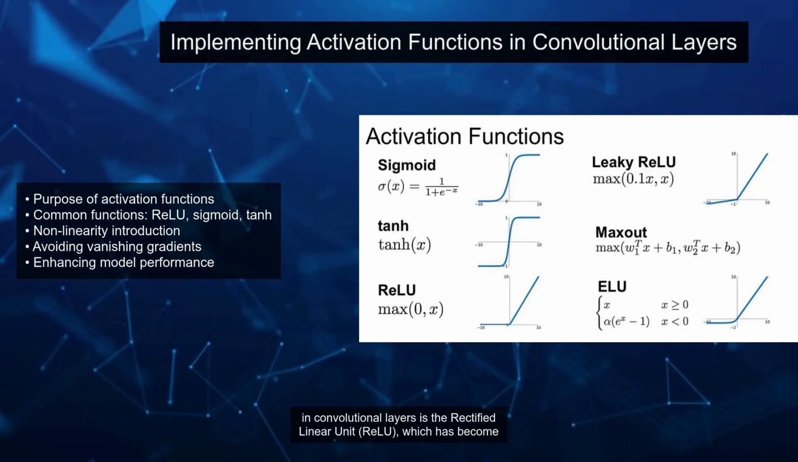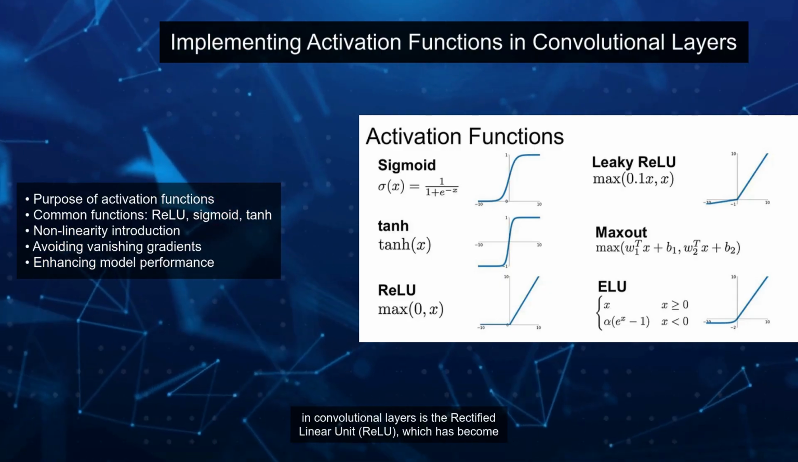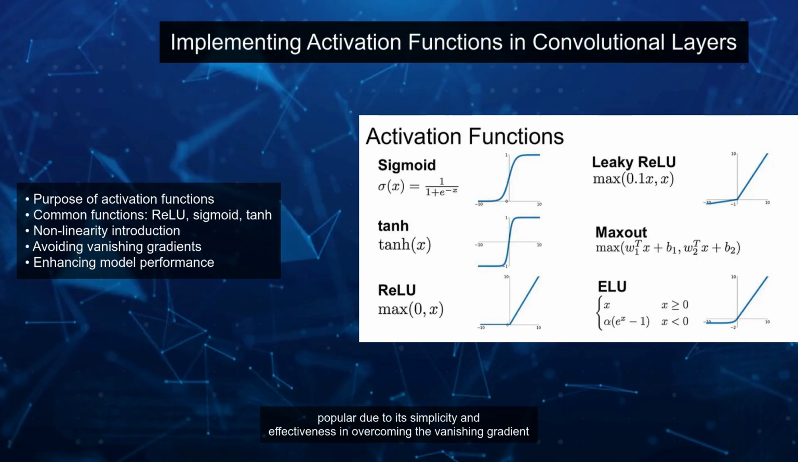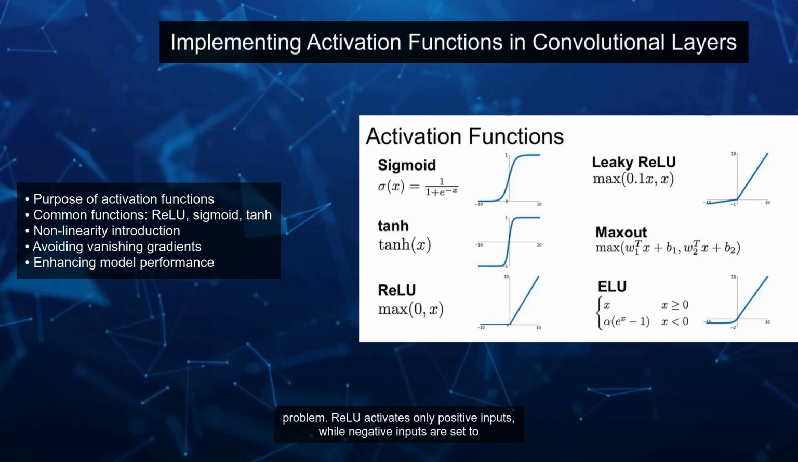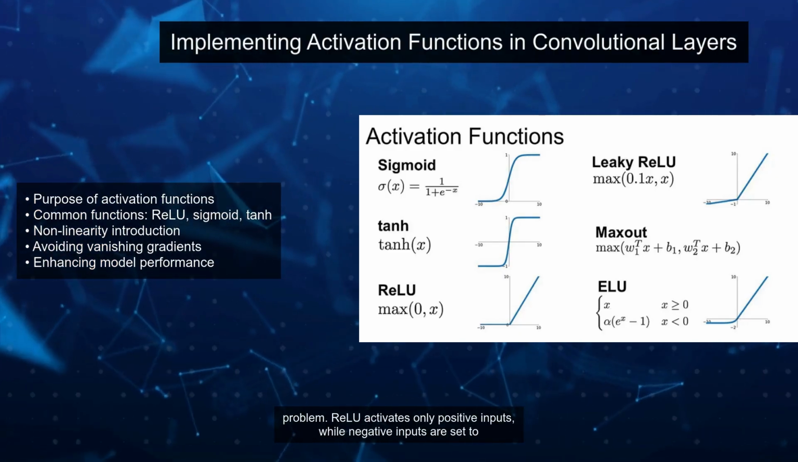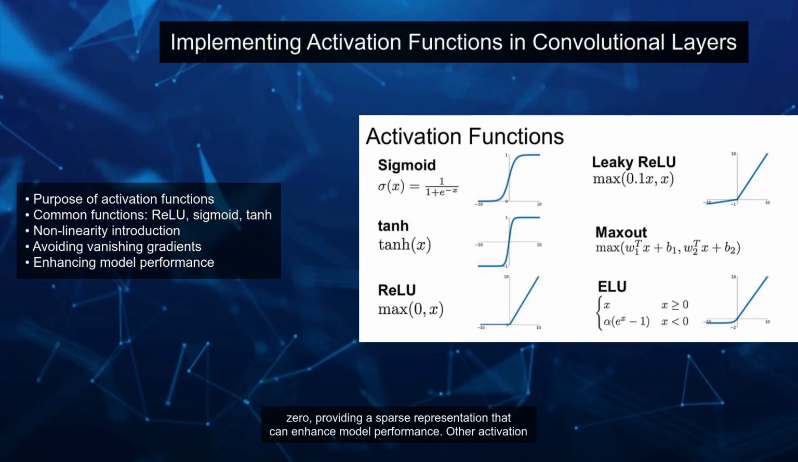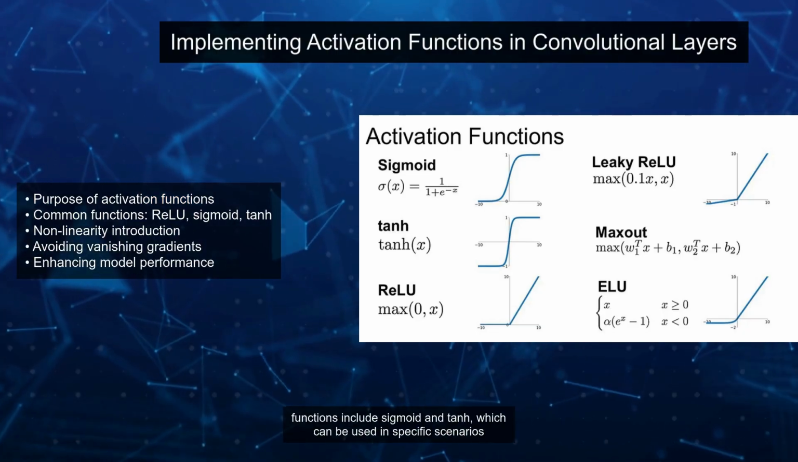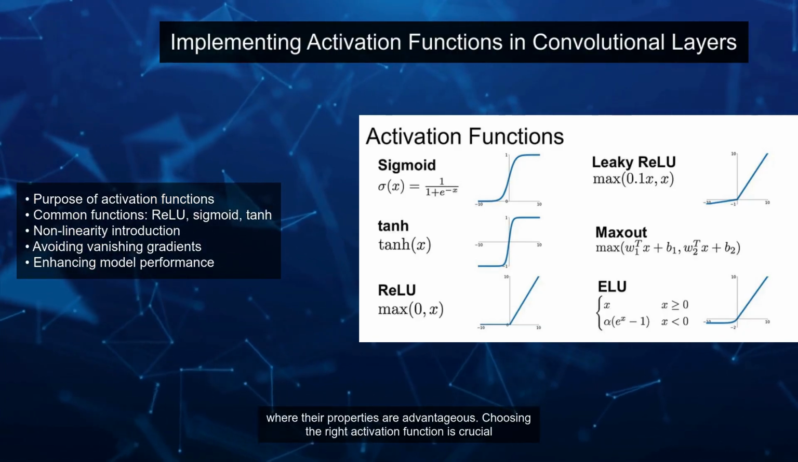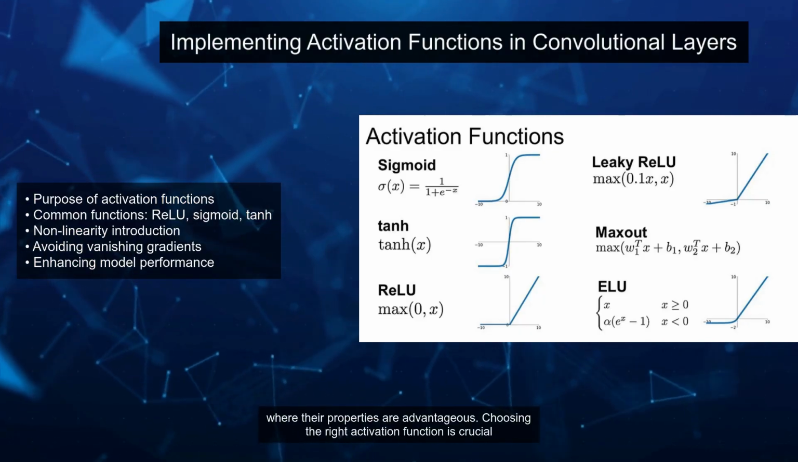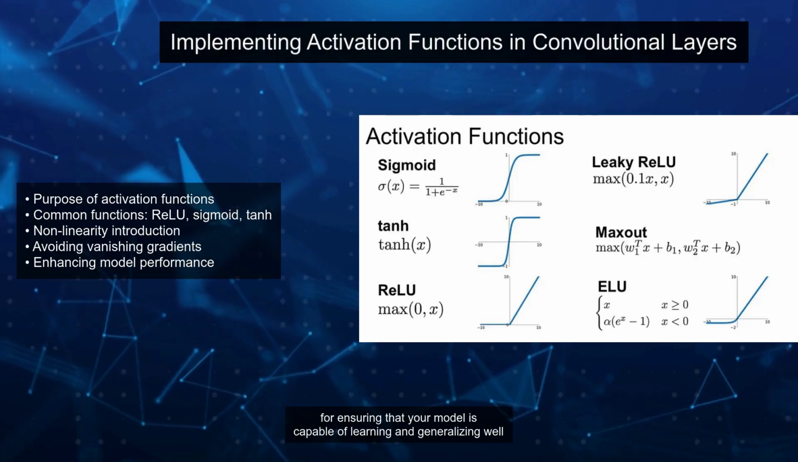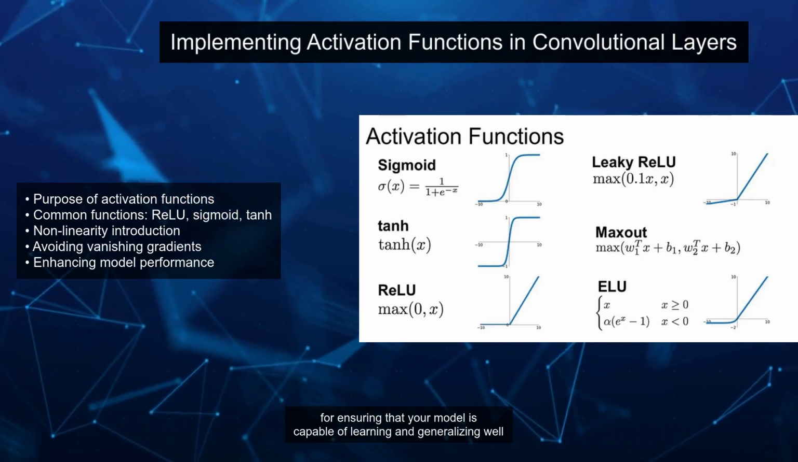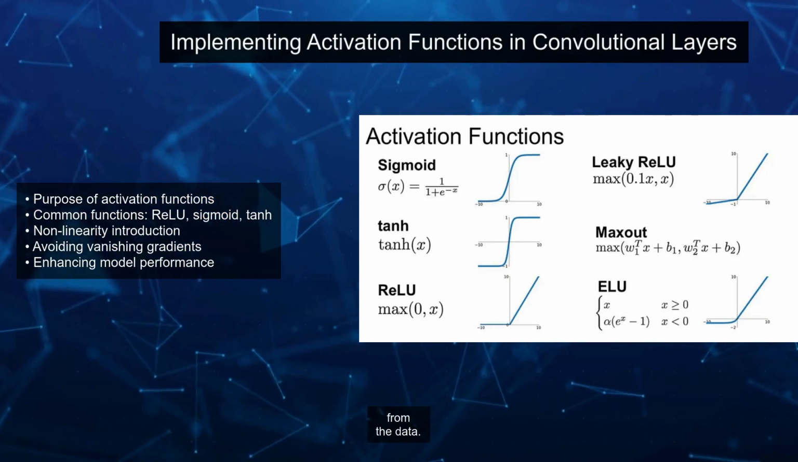The most commonly used activation function in convolutional layers is the rectified linear unit, ReLU, which has become popular due to its simplicity and effectiveness in overcoming the vanishing gradient problem. ReLU activates only positive inputs, while negative inputs are set to 0, providing a sparse representation that can enhance model performance. Other activation functions include sigmoid and tanh, which can be used in specific scenarios where their properties are advantageous. Choosing the right activation function is crucial for ensuring that your model is capable of learning and generalizing well from the data.